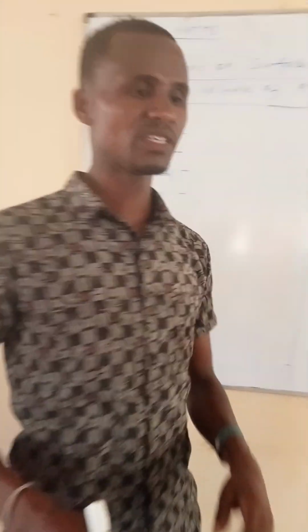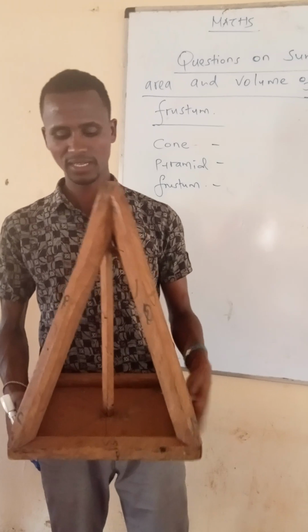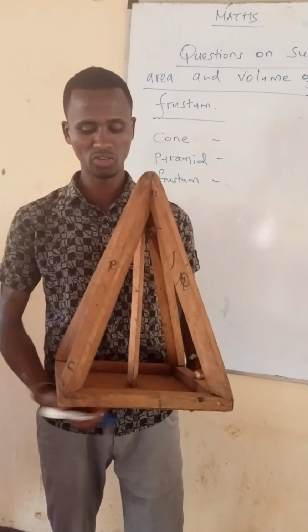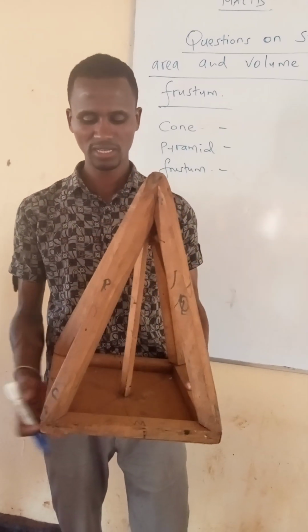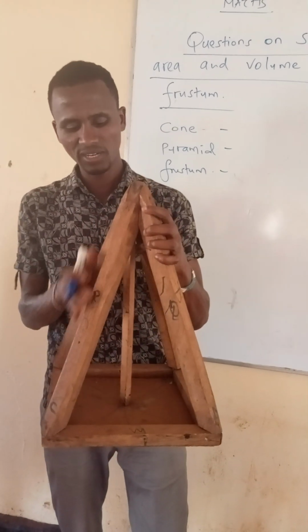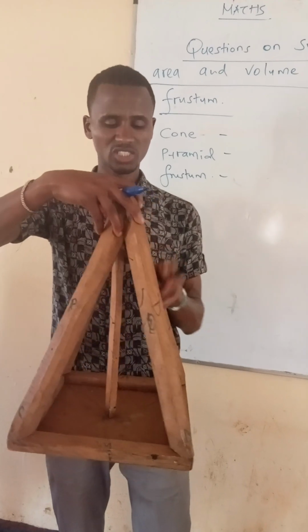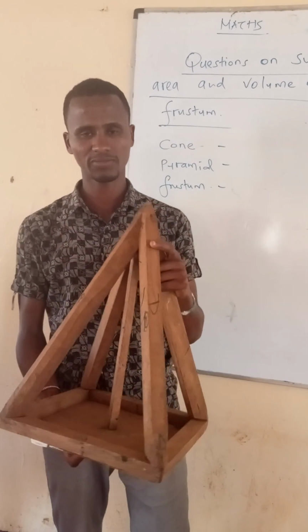The other one is a pyramid. A pyramid is a solid like this. It has a polygonal base, which can be a rectangle, square, triangle, hexagonal, and so on, and triangular faces like this, which meet at a point which is called the vertex or apex, just like in the case of a cone.